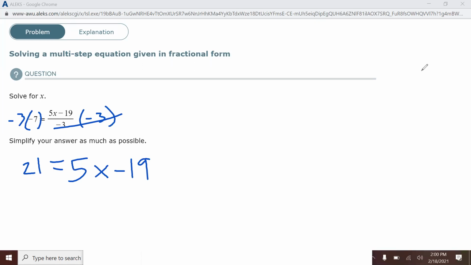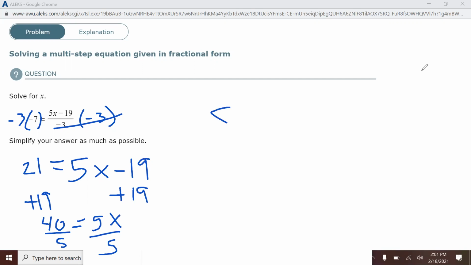Now, the problem is like so many others we have seen in the past. I add 19 to both sides. Divide by 5. And I get x equals 8. And that's it for that one.